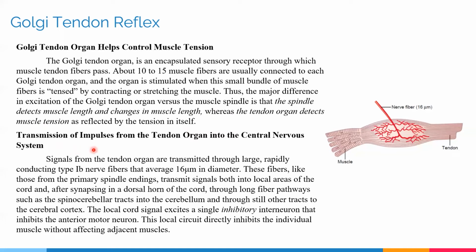Transmission of impulses from the tendon organ into the central nervous system. Signals from the tendon organ are transmitted through large, rapidly conducting type 1B nerve fibers that average about 16 micrometers in diameter.